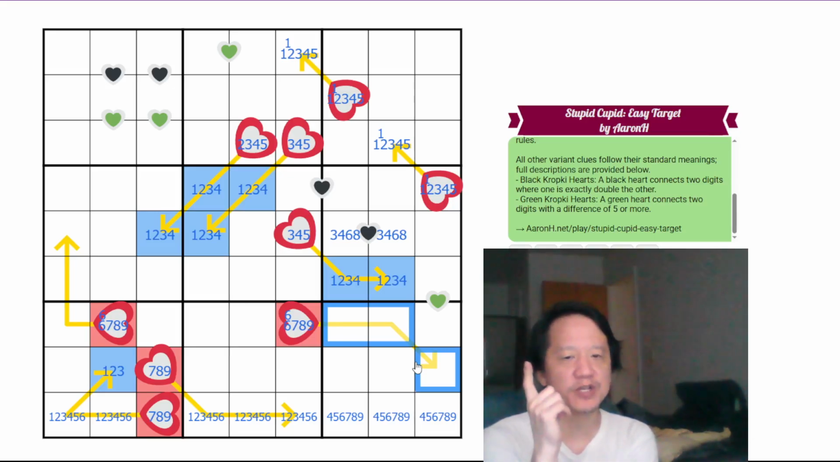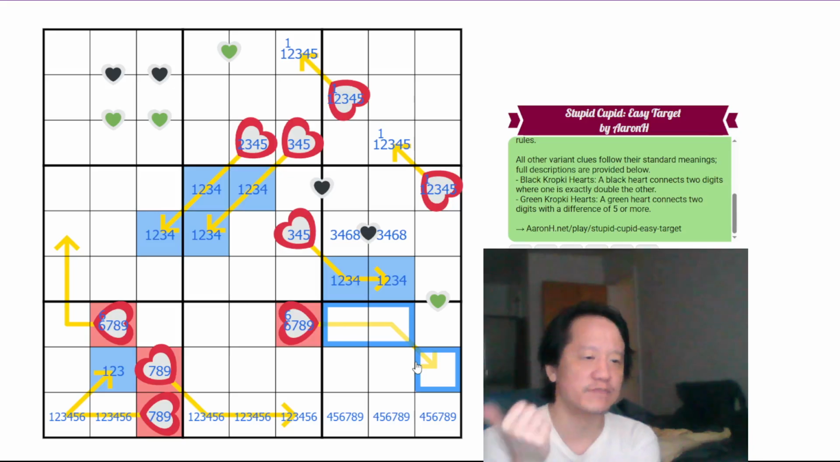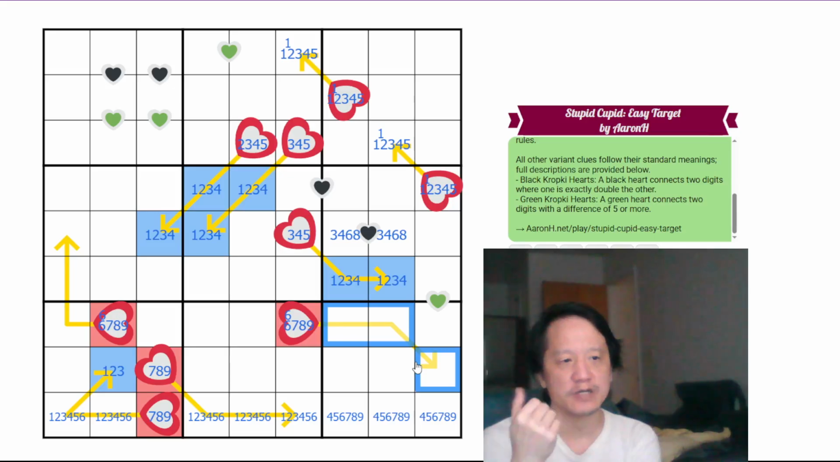Digits 5, 7, and 9 can never be next to a black Kropke heart. Because if you have 5, 7, or 9, you get 2.5, 3.5, 4.5. If you double 5, 7, 9, you get 10, 14, or 18, none of which are digits. So next to a black Kropke heart, you cannot have 5, 7, or 9.